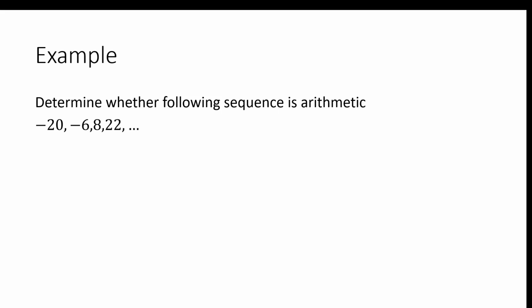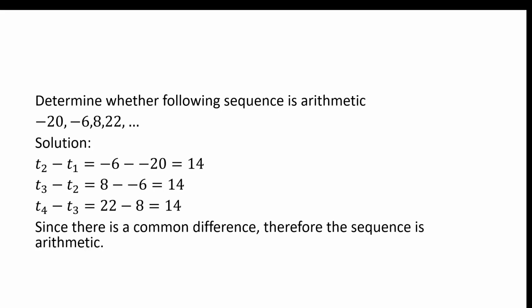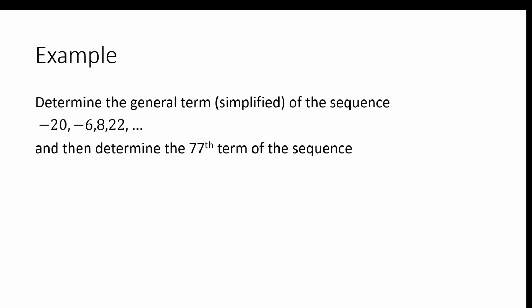So let's determine whether the sequence shown is arithmetic. We can see that the second term minus the first term is 14. And the third term minus the second term is also 14. And the fourth term minus the third term is also 14. What we've just shown is that to get from negative 20 to negative 6, we add 14. To get from negative 6 to 8, we add 14. And to get from 8 to 22, we add 14. Since there's a common difference, the sequence is arithmetic.